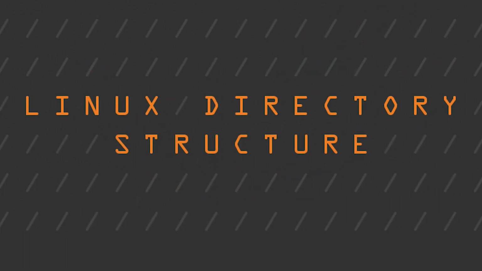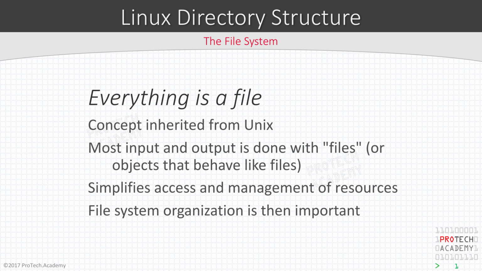Welcome to this section. Our topic is the Linux directory structure. Recall that Linux is derived from the Unix operating system. One of the defining characteristics of Unix was this concept of everything is a file. That means that input and output involving resources such as documents, directories, hard drives, keyboards, and printers are represented by a thing that looks and behaves like a file.